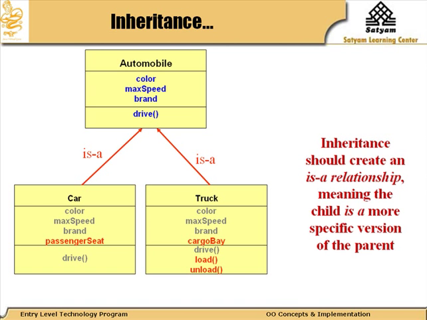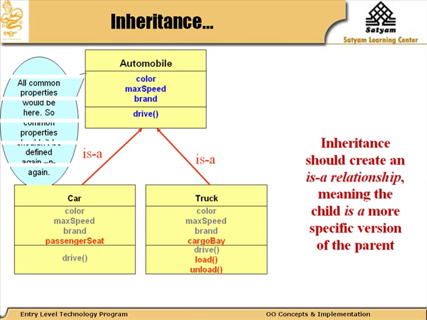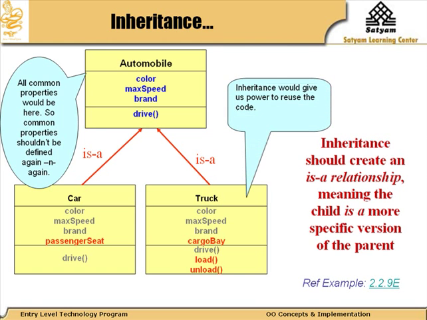Inheritance should create an is-a relationship, meaning the child is a more specific version of the parent. All common properties would be here, so common properties shouldn't be defined again and again. Inheritance gives us the power to reuse the code.